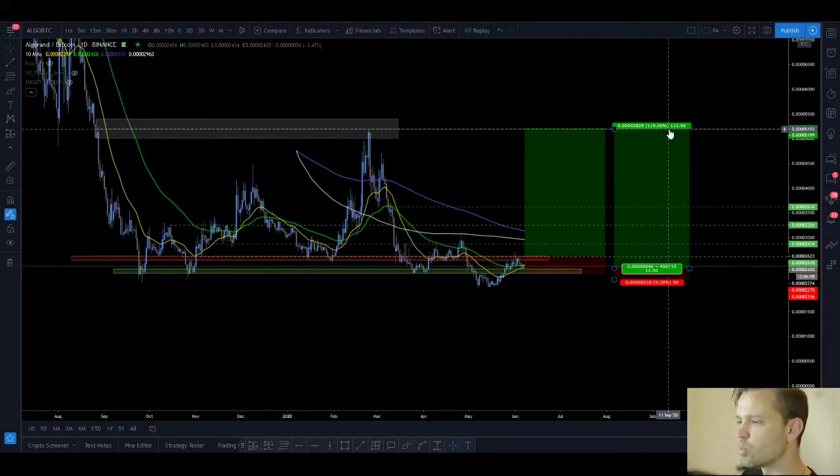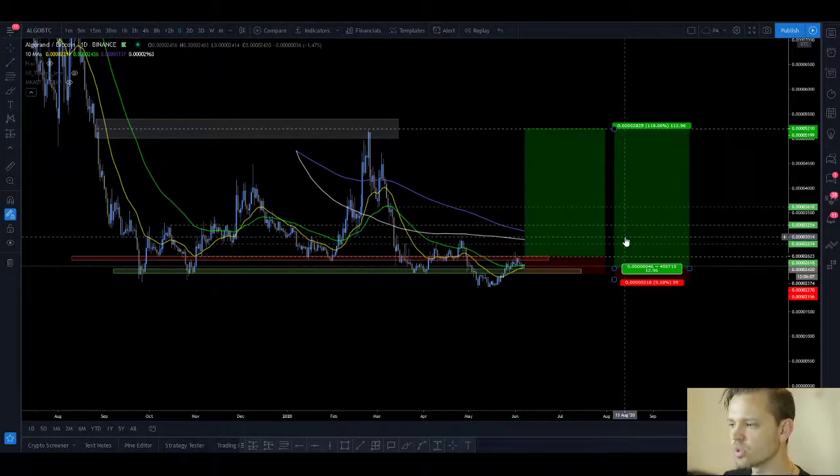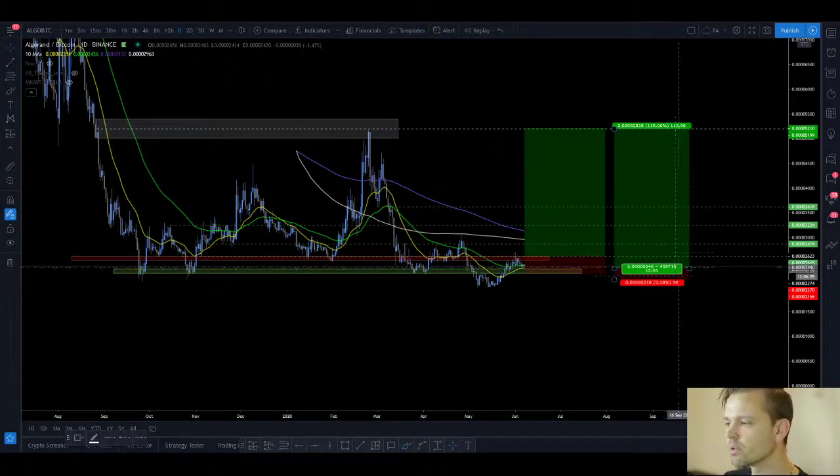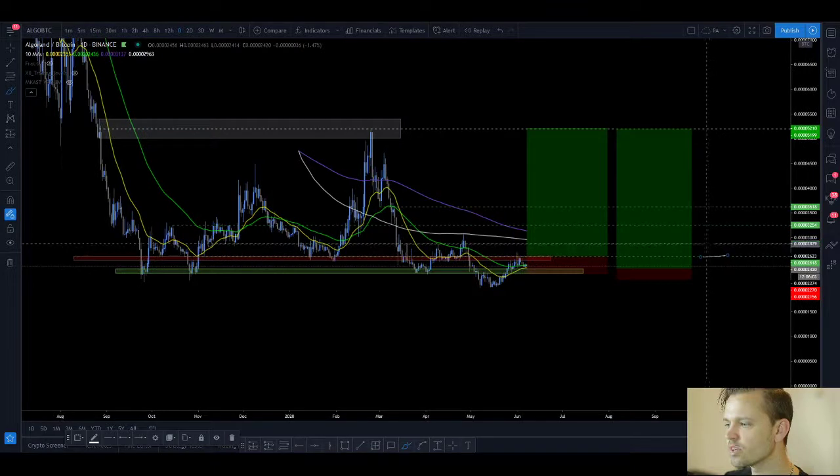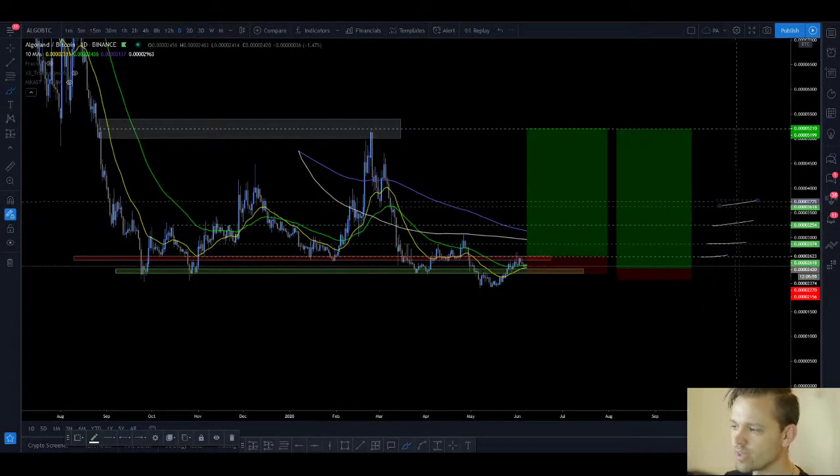It's a 120% move, so it's more than 2x. You probably want to take 20% off here, 20 here, 20 here, 20 here. That leaves you with 20% with your position still open. You're gonna sell that 20% up here. That's my plan.